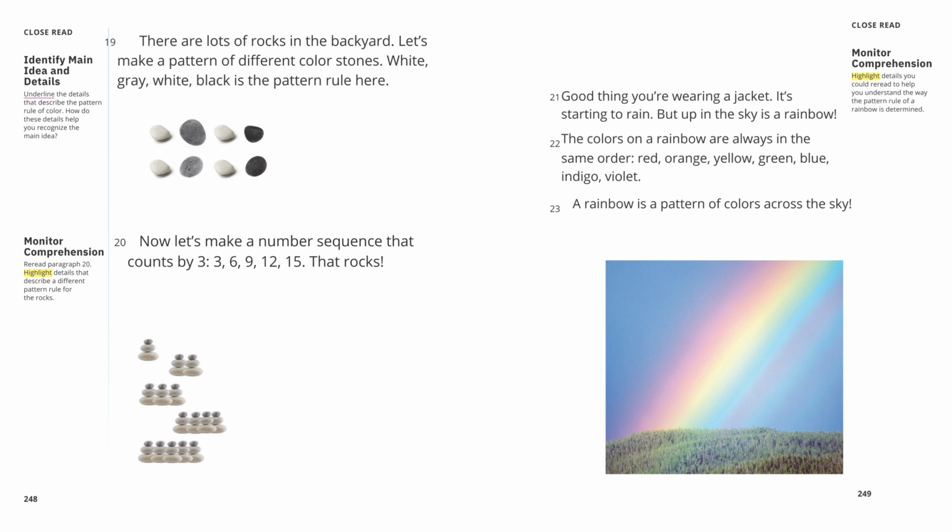Good thing you're wearing a jacket. It's starting to rain. But up in the sky is a rainbow. The colors on a rainbow are always in the same order. Red, orange, yellow, green, blue, indigo, violet. A rainbow is a pattern of colors across the sky.